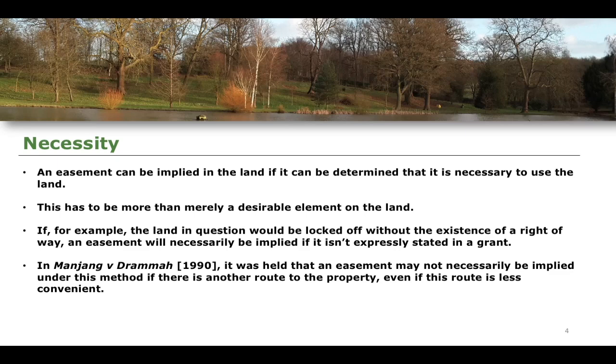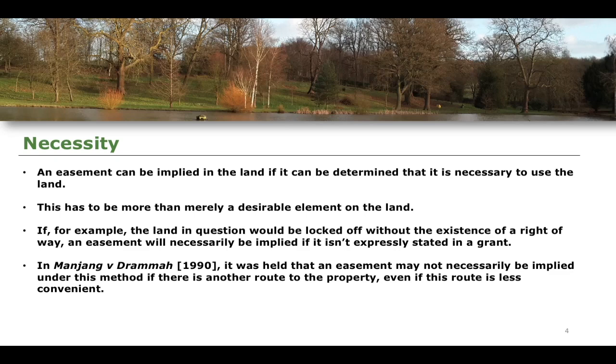The case of Manjang v Drammeh from 1990, for example, held that an easement may not necessarily be implied under this method, for example by locking some property out and blocking a right of way, if there is another route to the property. And this is the case even if this other route is less convenient. That goes back to the second point that I have cited on this slide, the sense that it must be more than just a merely desirable element on the property.